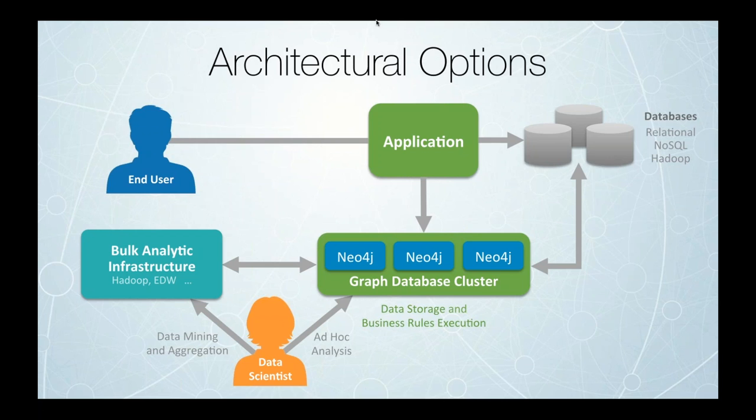So your application accesses that Neo4j cluster, but we also have our data center, our data scientists sitting on the side here and accessing your data as well, and possibly using Neo4j and other things along with bulk analytic infrastructure such as Hadoop. So your data scientist discovers these patterns and then encodes the patterns in your application code with your developer and makes sure that you then have real-time responses to your queries in the future.